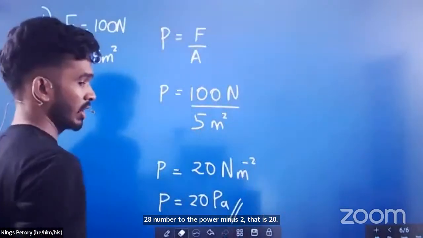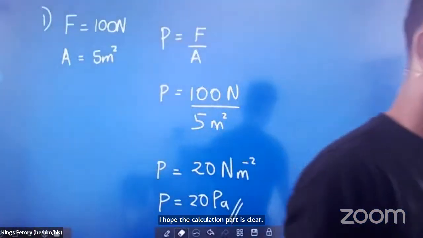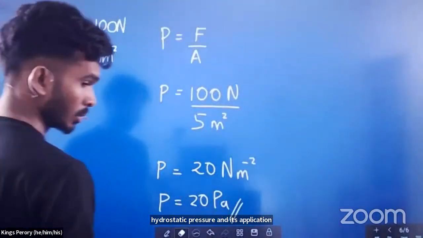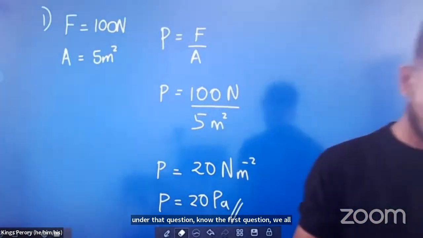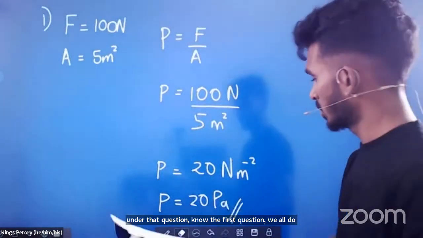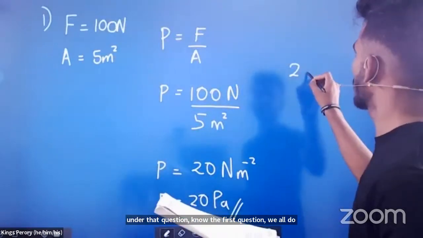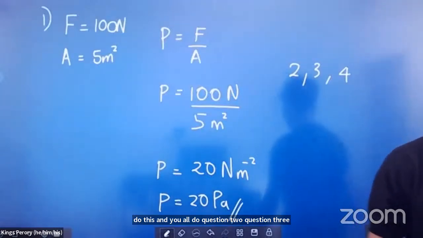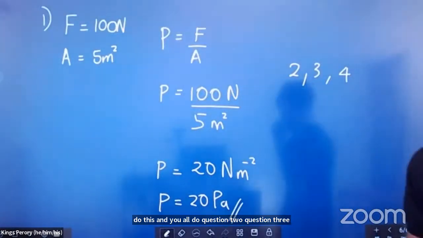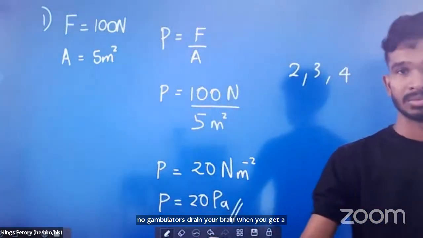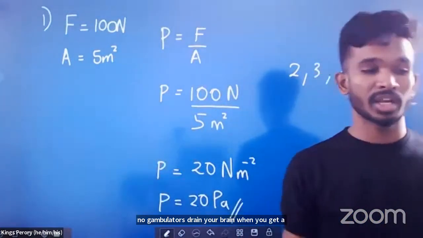In your notebook, write down hydrostatic pressure and its application. Under that, do the first question, and you all do questions 2, 3, 4. No calculators. Train your brain. Whenever you get a chance to train your brain, train your brain. Don't allow the calculator to train the brain.